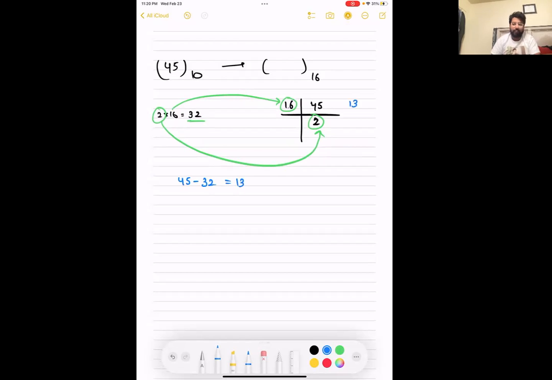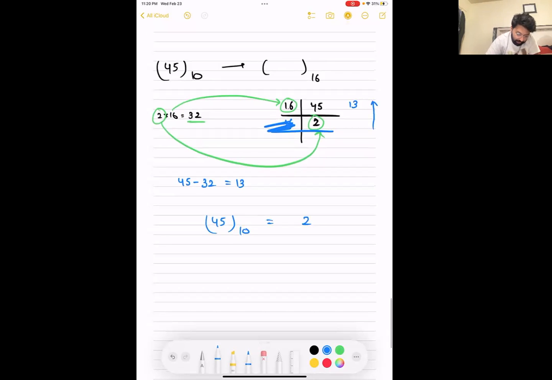So I'm gonna write this, 13. We cannot divide 2 by 16, since it's less than 16, so we're not gonna do it. We can just leave it as it is. So 45 in decimal is, going from the bottom up like this, 2, 13 in base 16.